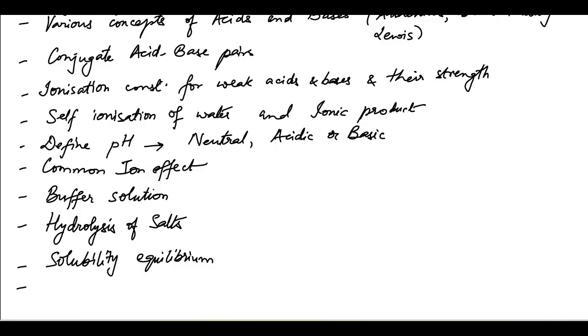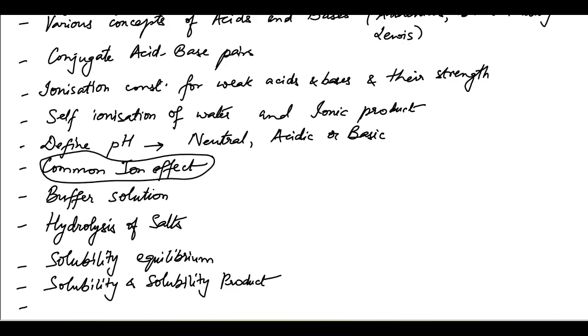Then, the relationship between solubility and solubility product. We will understand applications of the common ion effect, the common ion effect and its effect on solubility equilibrium, and also some applications of this common ion effect. So, these are the topics we will be covering in this chapter. Okay, so let's proceed.